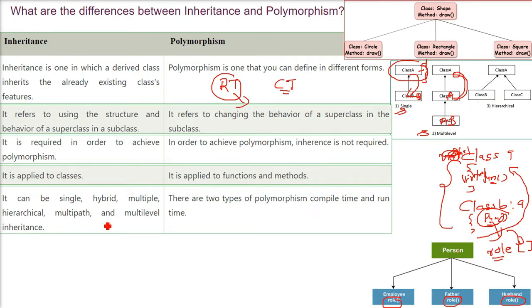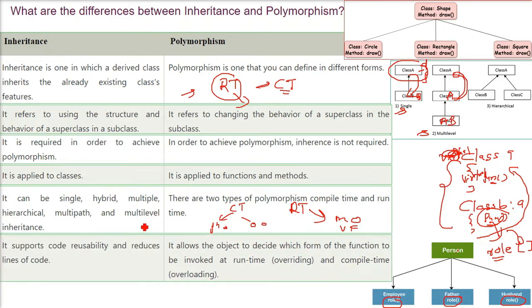There are two types of polymorphism, which I just discussed: runtime and compile time. Runtime is also called late binding, and compile time is also called early binding. Compile time can be implemented using function overloading or operator overloading. Runtime is method overriding. Inheritance supports code reusability and reduces the lines of code, because you are inheriting the code, so you don't have to write that code again.